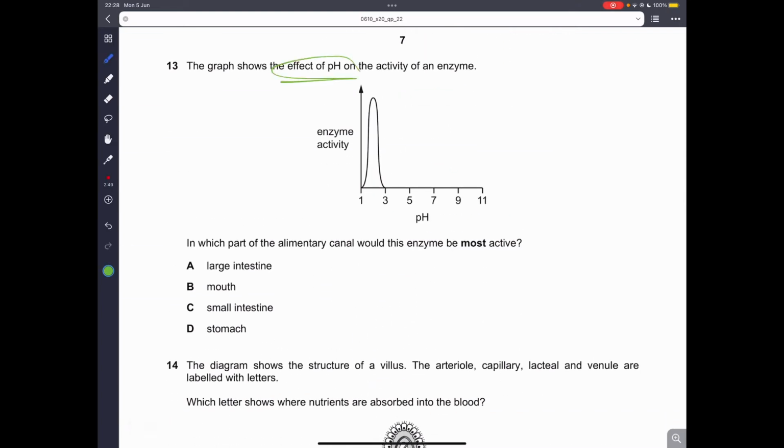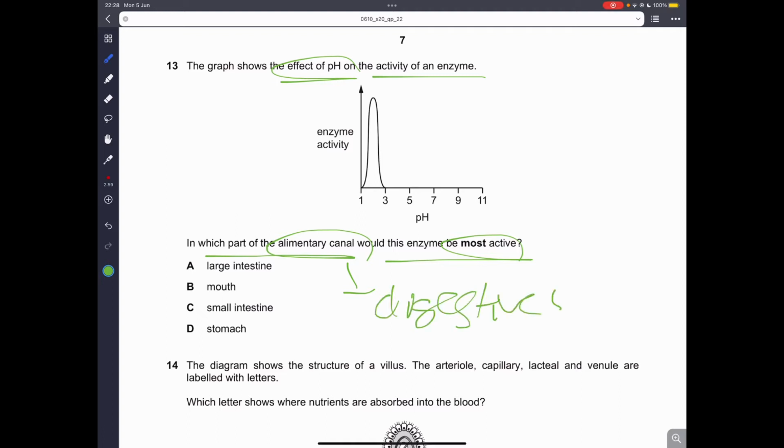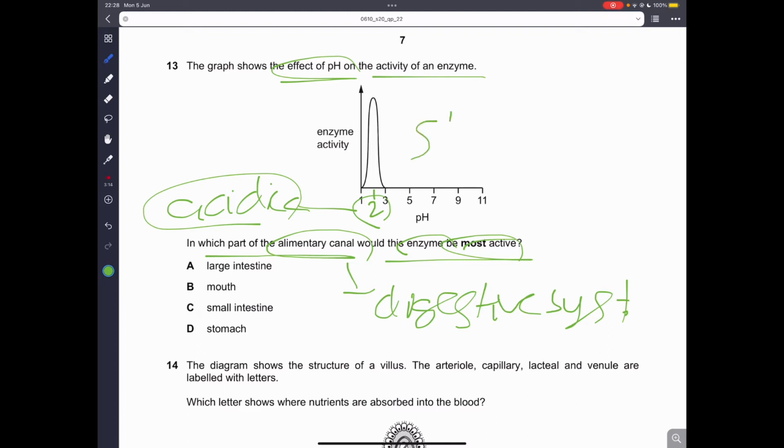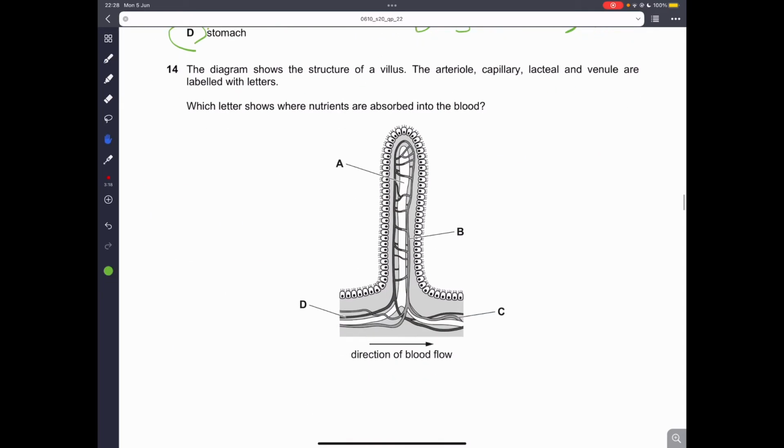13. The graph shows the effect of pH on the activity of an enzyme. In which part of the alimentary canal would this enzyme be most active? The alimentary canal is basically the whole digestive system. So which part would this enzyme be most active in? Let's see, it is at pH 2, so this is very acidic. And remember, an enzyme that works in acidic pH is always in the stomach. It works best in the stomach, and therefore D is the correct answer.